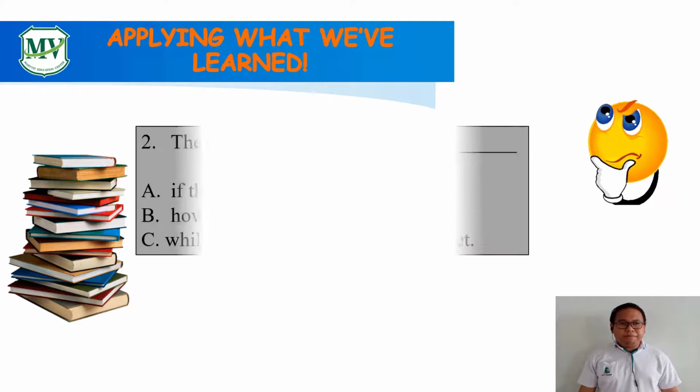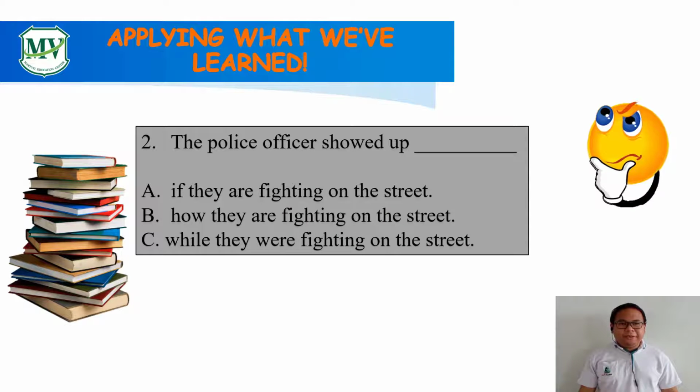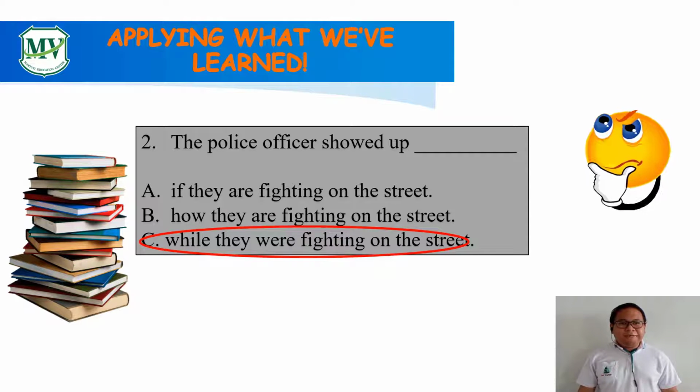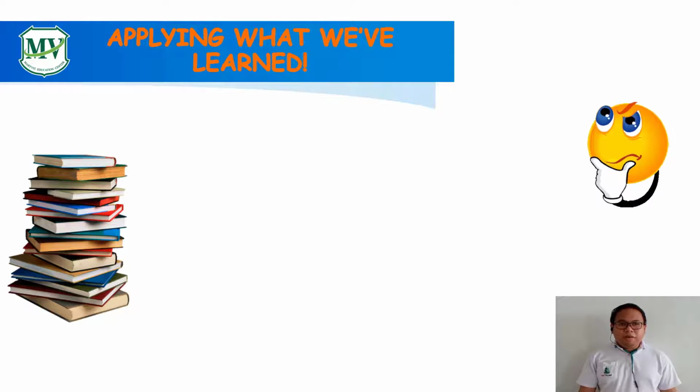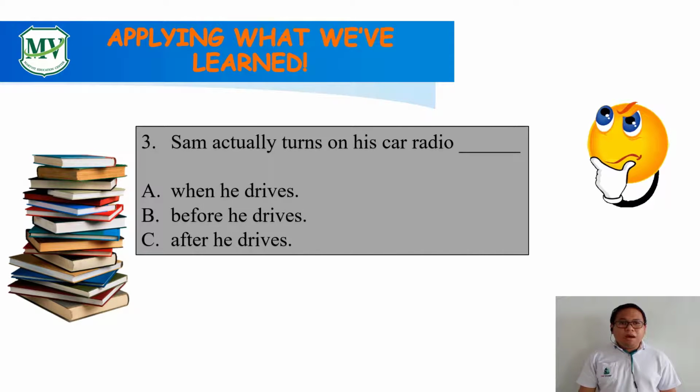Next, number 2. What is the answer? You're right again. It is letter C, as the sentence focuses on an event simultaneously happening with another. How about the third one? What is the answer? Very good. It is letter A, as the sentence focuses as well on an event simultaneously happening with another.